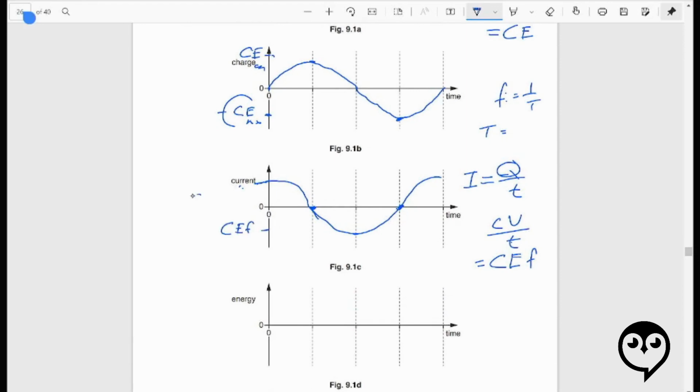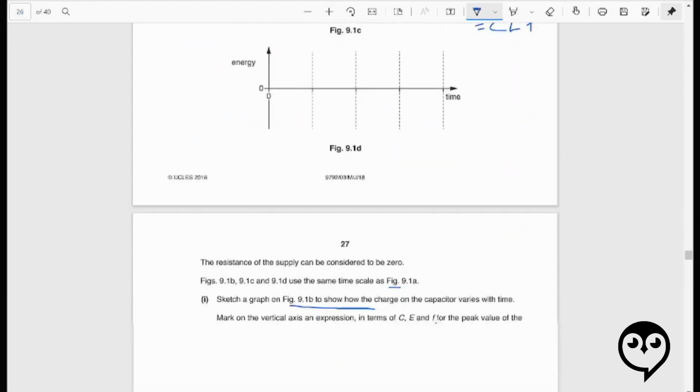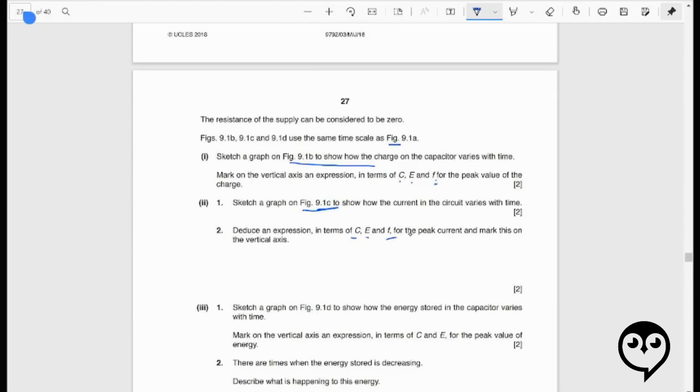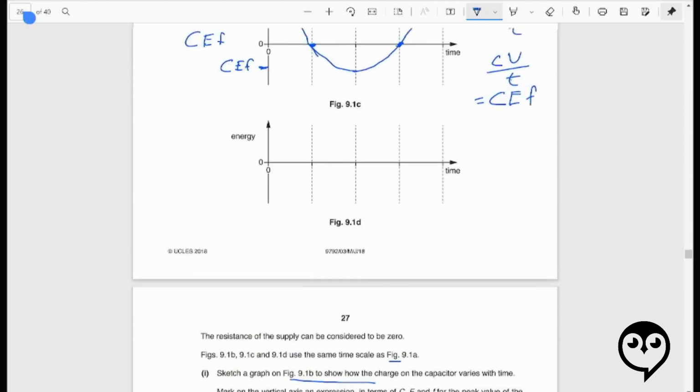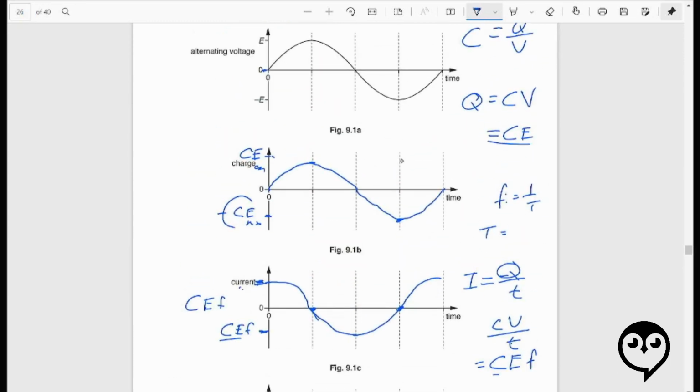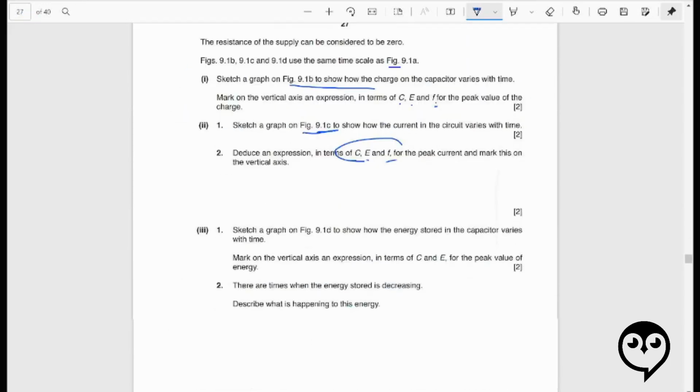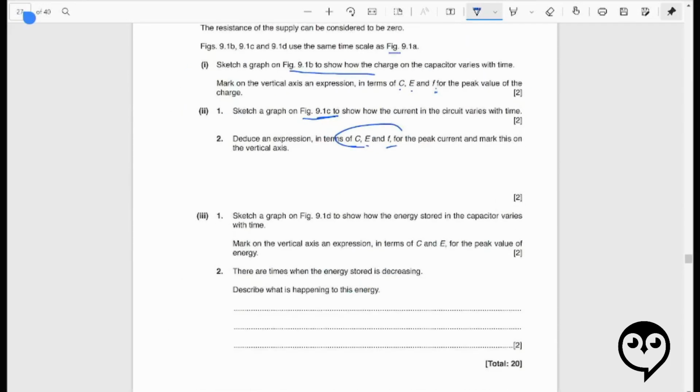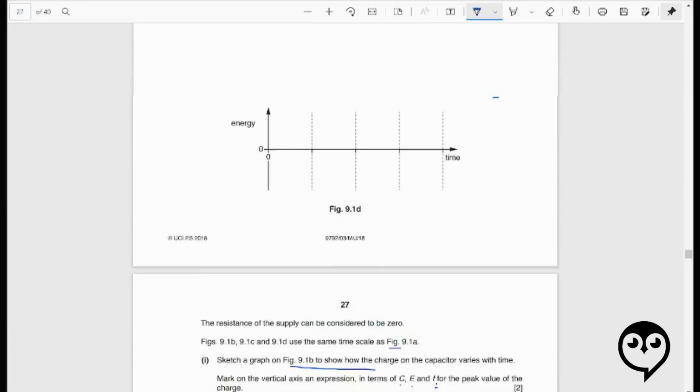I'm not sure if they want CEf as the units or what they say on the vertical axis for peak current, and mark this on the vertical axis. Deduce an expression in terms. Yeah, so we've done that, and mark. Well, we've marked it, but there's our expression. We've done that here, I guess. And the last one here, sketch a graph on the D diagram to show how energy is stored in the capacitor. Mark on the vertical axis. Right. There are times when the energy stored is decreasing. Describes it. Okay, all right. So we'll answer that in a sec.